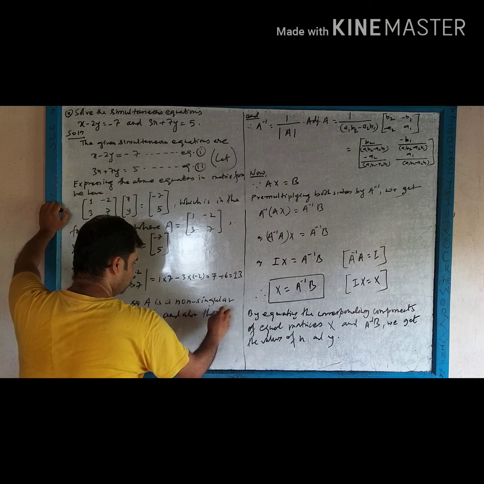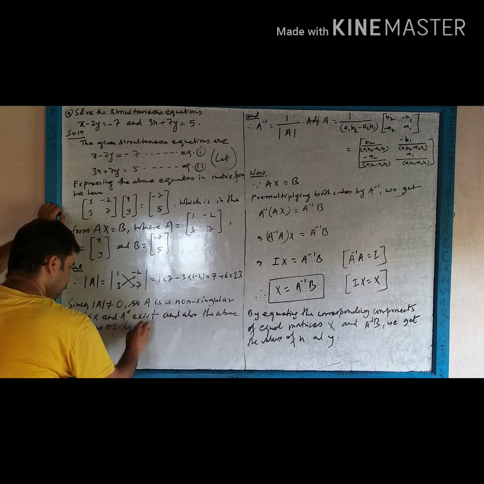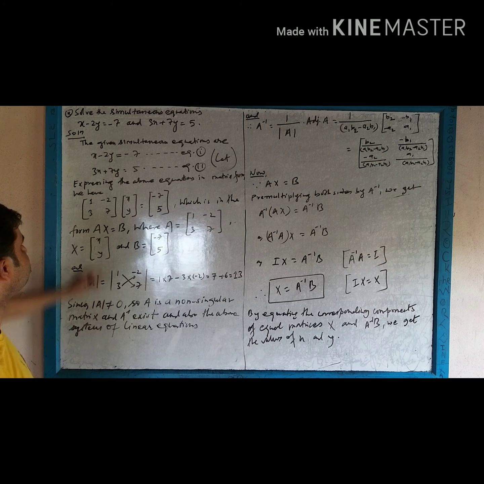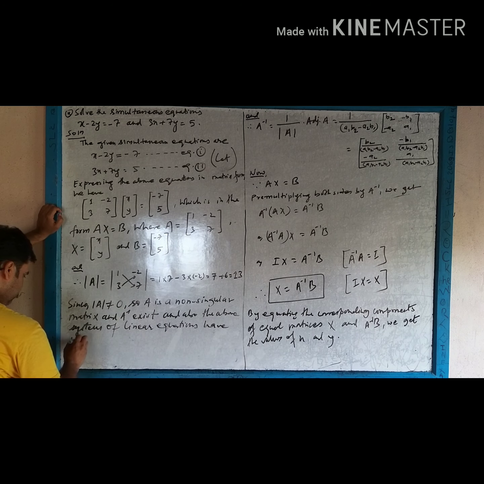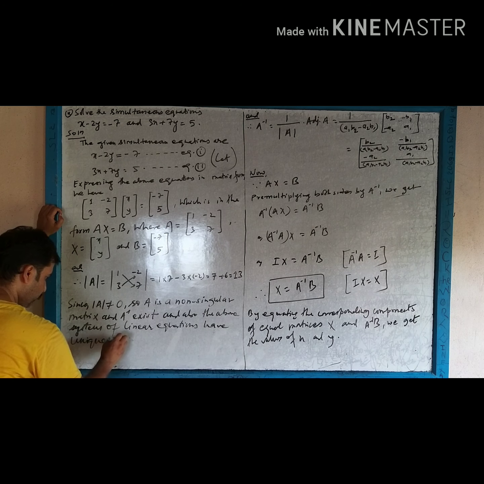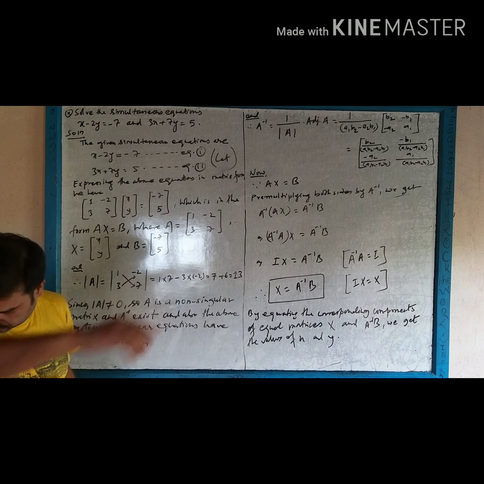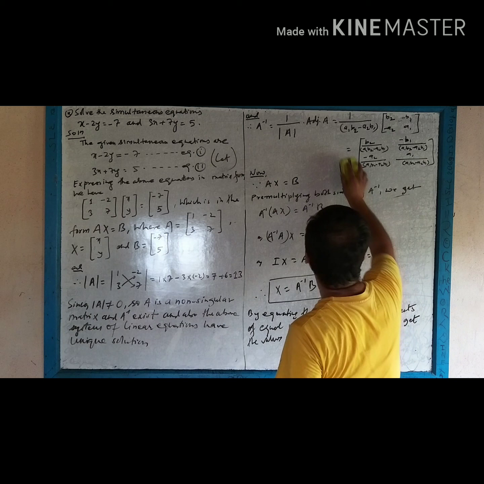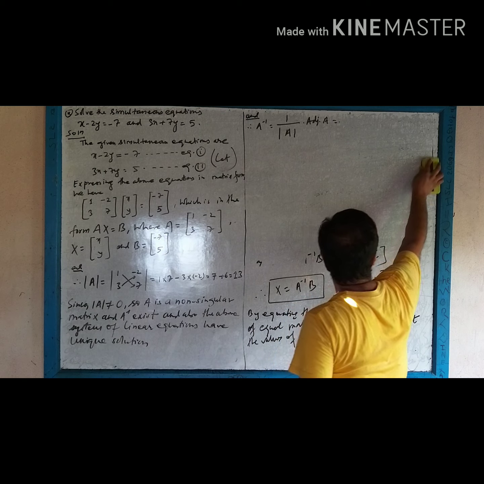And also the above system of linear equations has a unique solution. So we have found the determinant. Now let's find A inverse. So here only I will find A inverse.